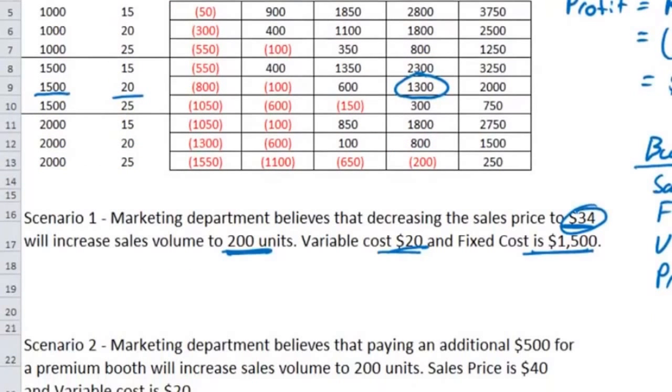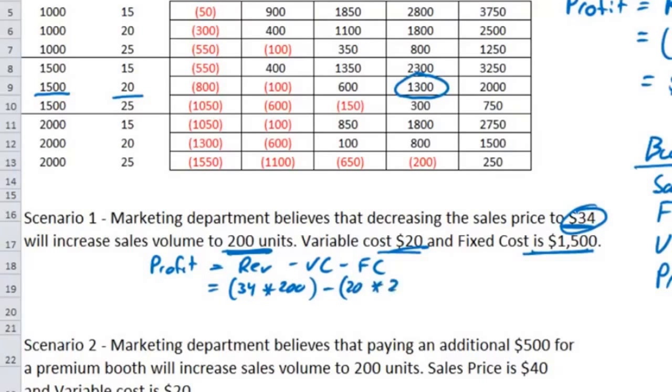Now if we don't have the matrix, you can calculate the same thing just using our profit formula. So we know profit equals revenue minus variable cost minus fixed cost. So our revenue under this scenario right here is $34 a unit and we sell 200. And then minus variable cost, which would still be $20 a unit times 200 units, minus your fixed cost, which is 1500. As you work this out, you get a profit of 1300, which is the same thing the matrix gave us.